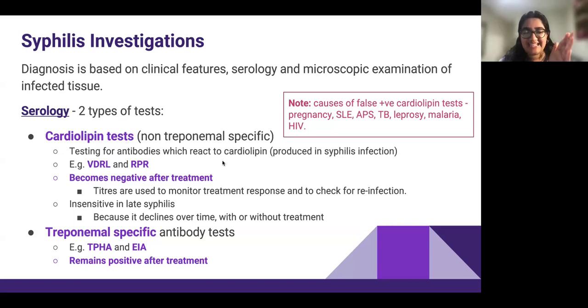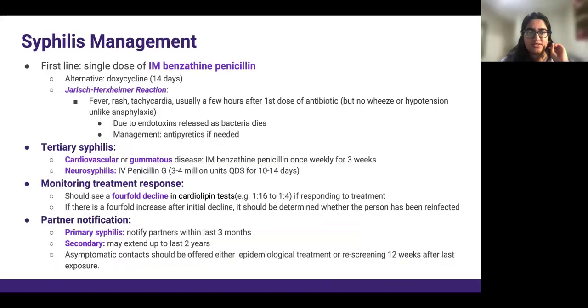And if the non-treponemal specific test is negative and the treponemal specific test is positive, that means that you've been treated for syphilis, because the treponemal specific test remains positive after treatment, whereas the non-treponemal specific test becomes negative after treatment and even declines over time, whether you have treated the syphilis or not. So I think those three examples are the best way to understand the syphilis diagnosis.